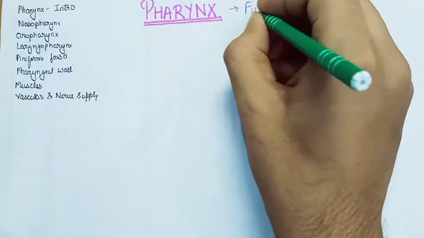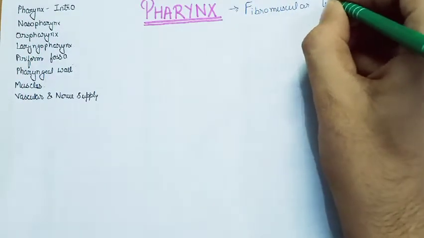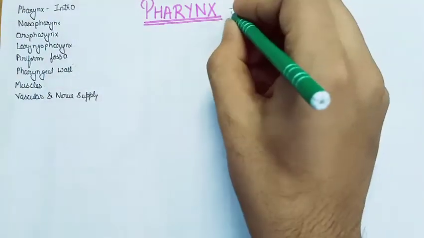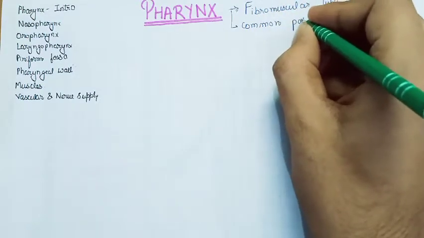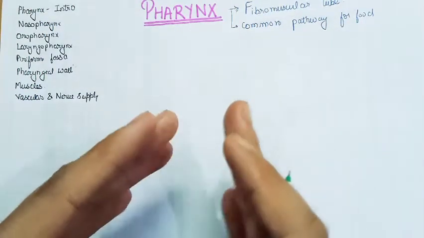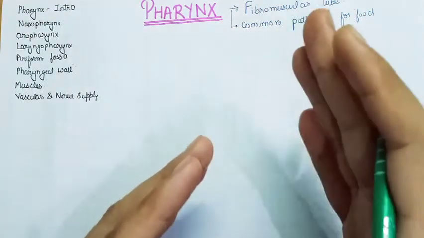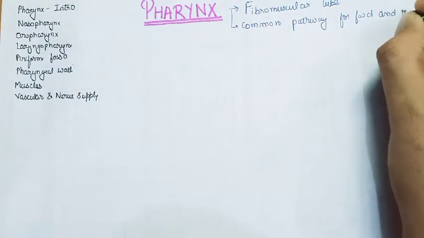So what is the pharynx? The pharynx is a fibromuscular tube, and it acts as a common channel, or common pathway, for both food and air. You can guess from this function how important the pharynx actually is. If there is any obstruction in the pharynx, it will greatly impair the intake of food or air. So it is a common pathway for food and air.